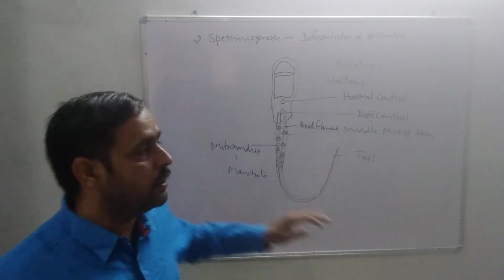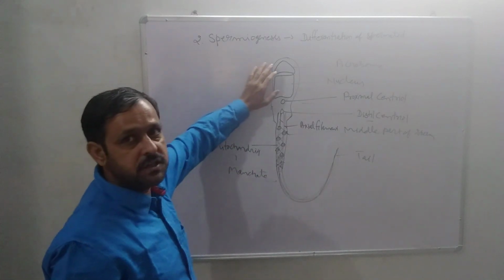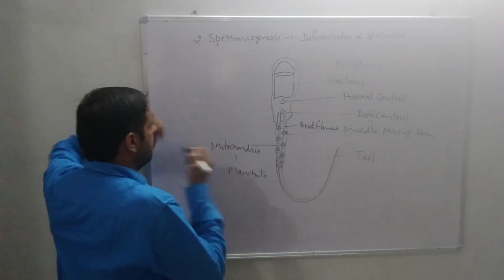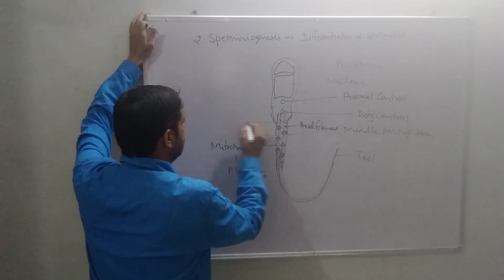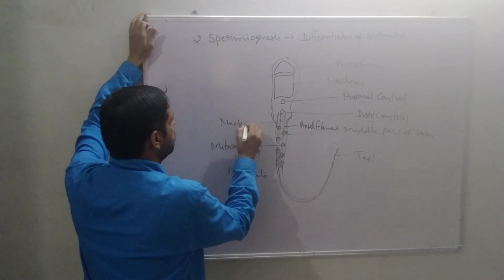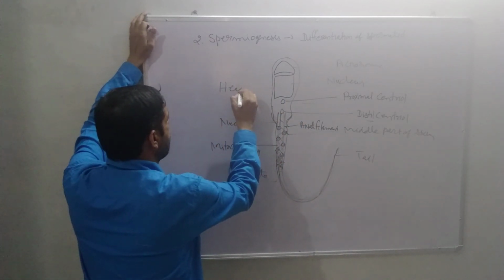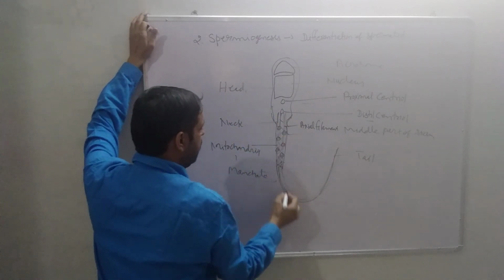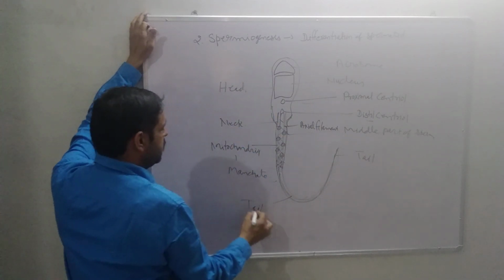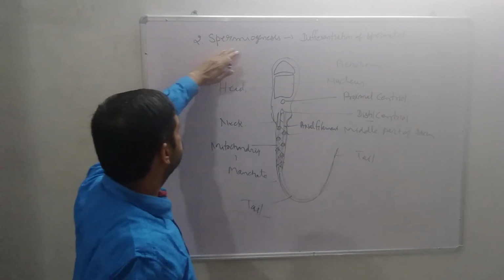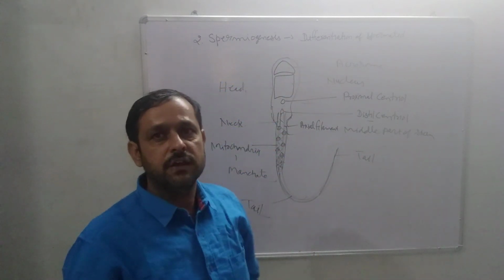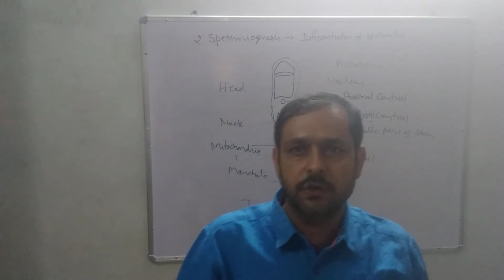So this is also the structure of sperm, and this structure can be divided into three parts. This is called the neck, and this is called the head, and this is the middle part, and this part is called the tail. So today we studied spermiogenesis and the structure of sperm. Thank you for today's class.